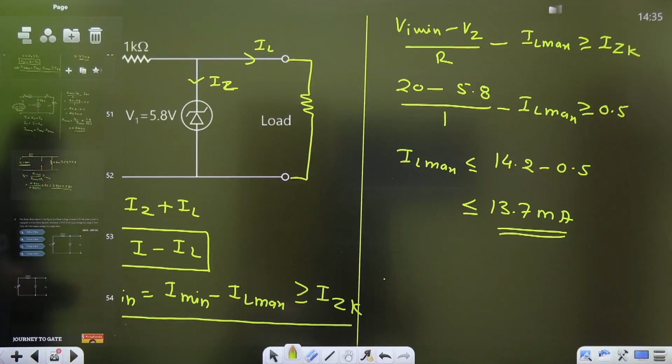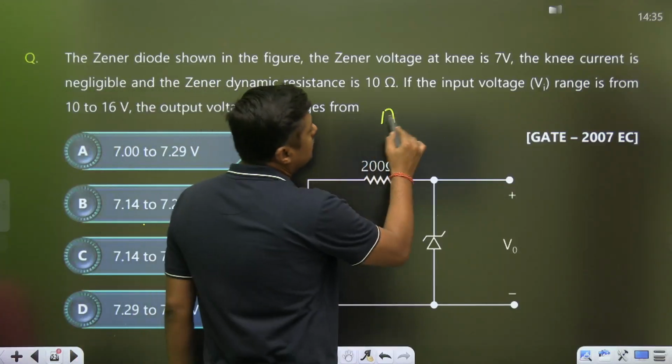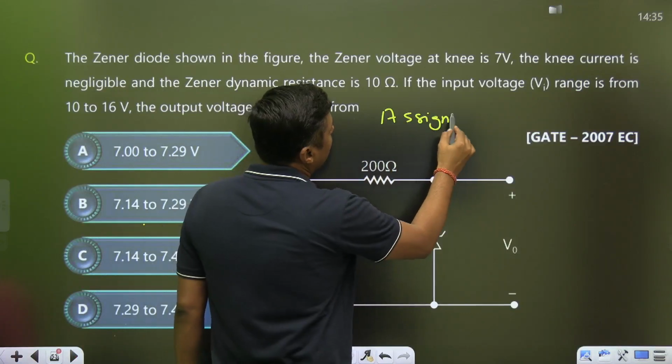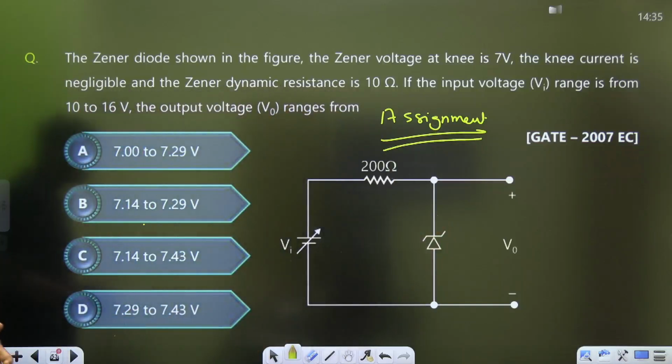Okay. So now it is time for the assignment. Try to solve this question and give me the answer in the comments box. This is the assignment. I will upload the solution on my Telegram channel, Electronics by Sanjay Rathi. This is a very important one, based on dynamic resistance.